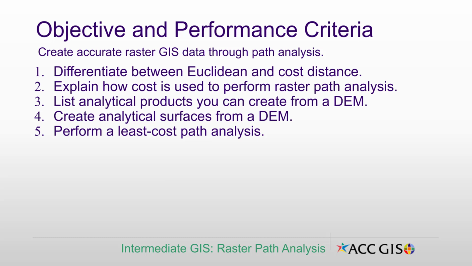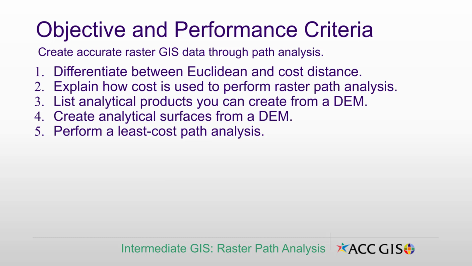At this point, you should be able to differentiate between Euclidean and cost distance. Euclidean is the shortest distance and doesn't take any impedance into account. Cost distance is the cheapest distance and it takes impedance into account.